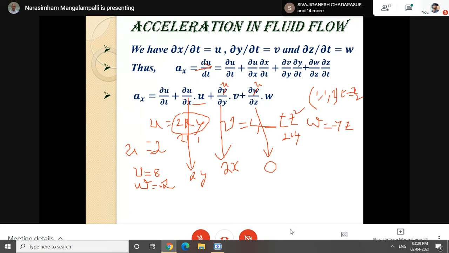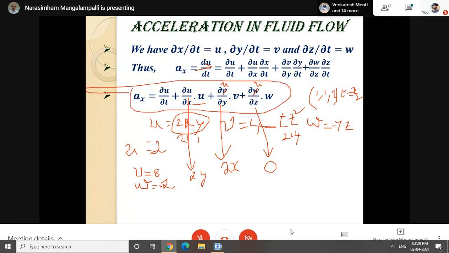So therefore, in this expression for Ax, let us substitute the values of u, dou u by dou x, and dou u by dou t. Dou u by dou t is 0. So now what will be Ax?